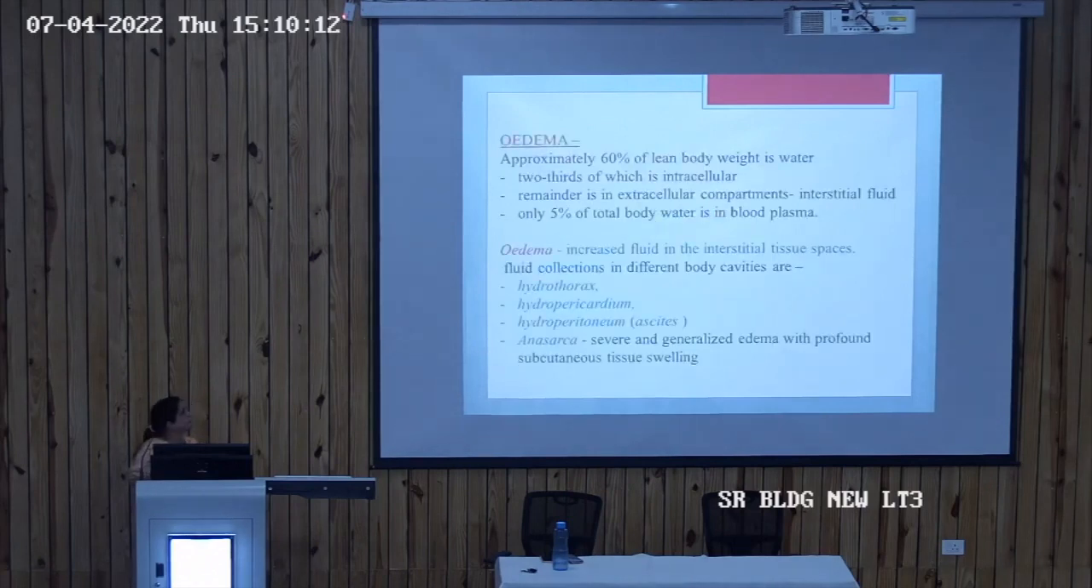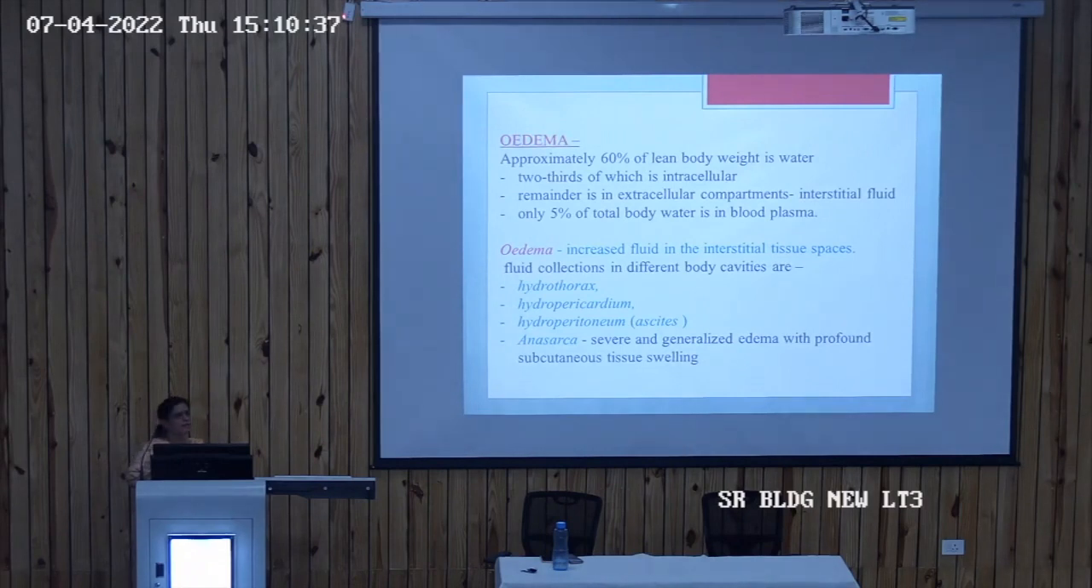So, edema. Approximately 60% of the lean body weight is water. Two-thirds is intracellular, the rest is extracellular in the interstitial compartment, and only 5% of the total body water is in blood plasma. What is edema? Edema is increased fluid in the interstitial tissue spaces. What are the interstitial tissue spaces? The spaces in between the cells.